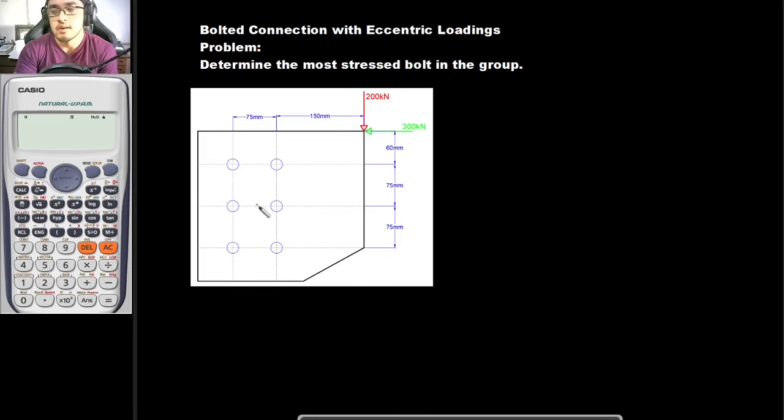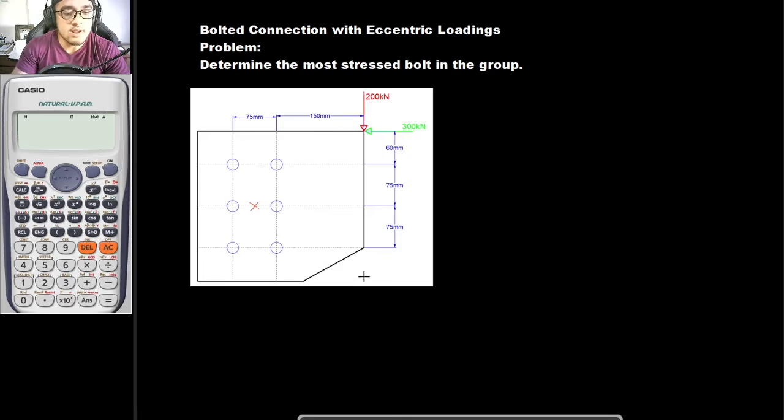Okay, let me repeat: our loads here are eccentric because they aren't acting along the centroid of this bolted connection. So the first thing that we should do is determine the centroid of these bolts for us to know the eccentricity. Once again, by visual inspection, we can conclude that the centroid of this system is in this location right here.